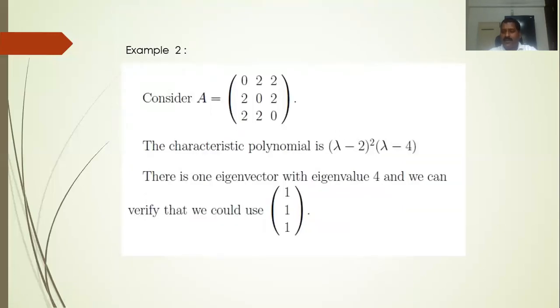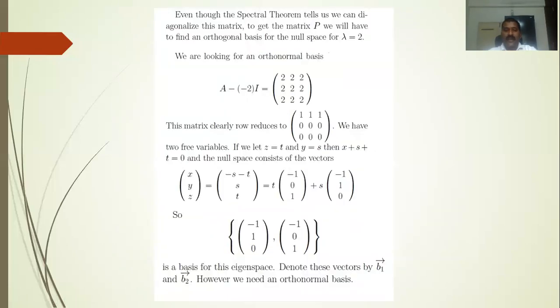Let's take an example where the eigenvalues are repeated. For example, you consider this A. The characteristic polynomial equal to 0 gives lambda equal to 2, 2 and 4, right? So lambda equal to 2 is repeated twice and lambda equal to 4 is once. And this is the eigenvector corresponding to lambda equal to 4. We need to pull out two eigenvectors from the eigenspace corresponding to lambda equal to 2, right? And this is the solution vector of the homogeneous system.